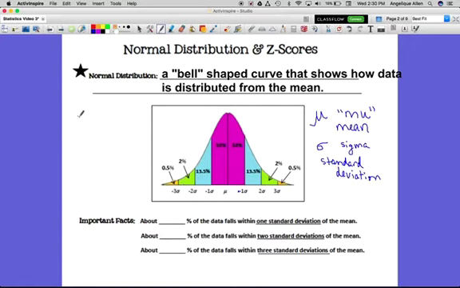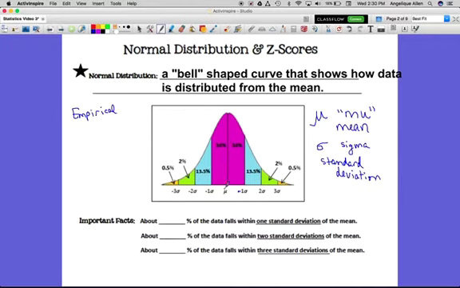Now, this is called the empirical rule. These percentages that are in this diagram. And in normally shaped data, about 34% of the data lies within one standard deviation above the mean, and about 34% lies within one standard deviation below the mean. So that's what the 34s are about.